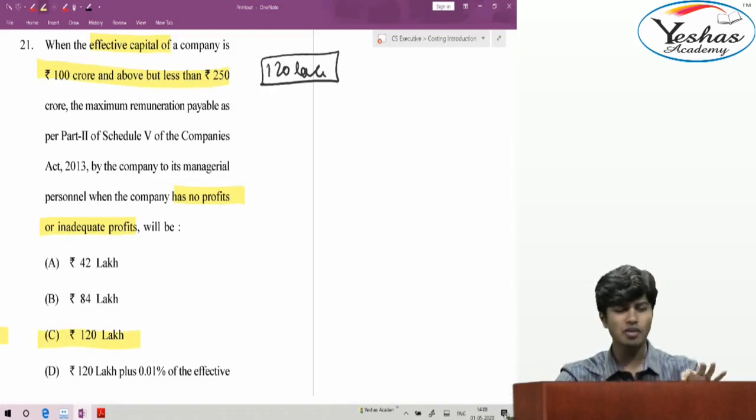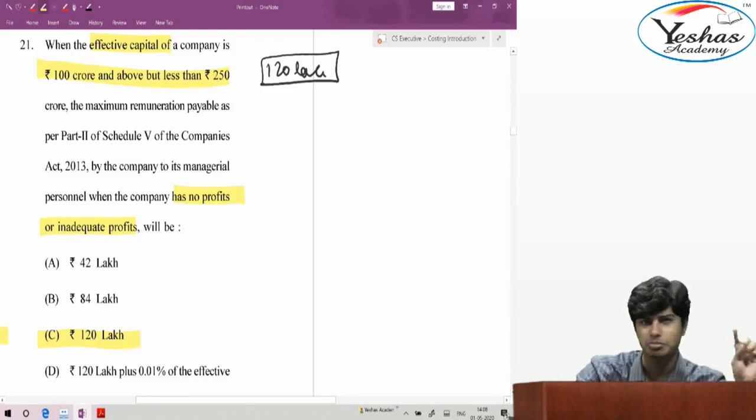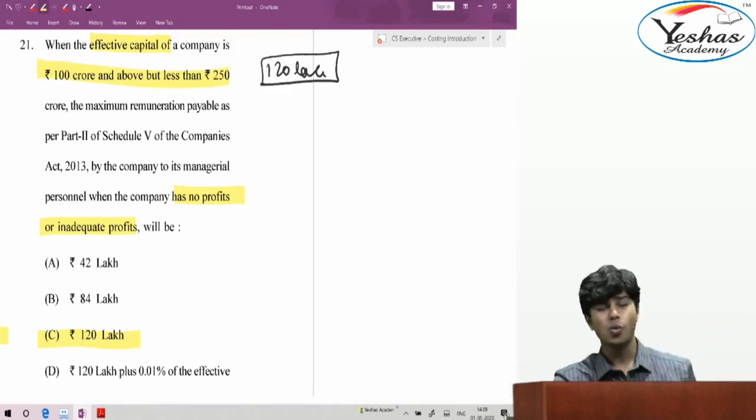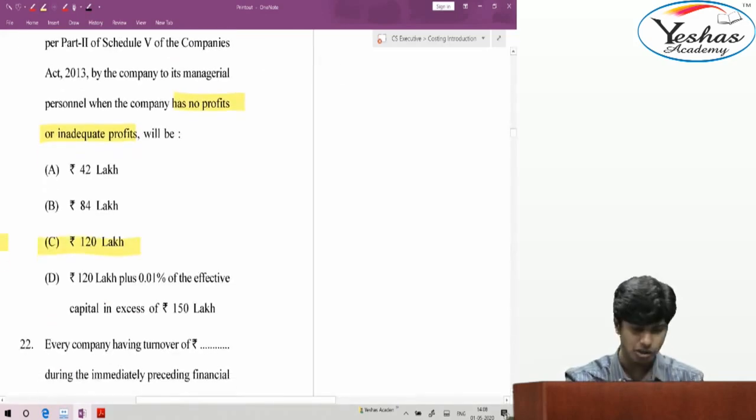For now, if it is between 100 and 250 under the new provision, in the case of inadequate profits based on the effective capital, the maximum remuneration is 120 lakhs for all the managerial persons together per annum, not for each month. Done. So that is with respect to question number 21. Let us now go to question number 22.